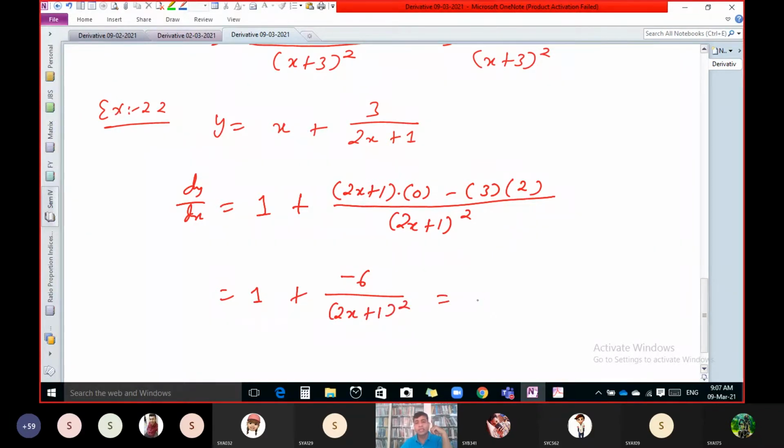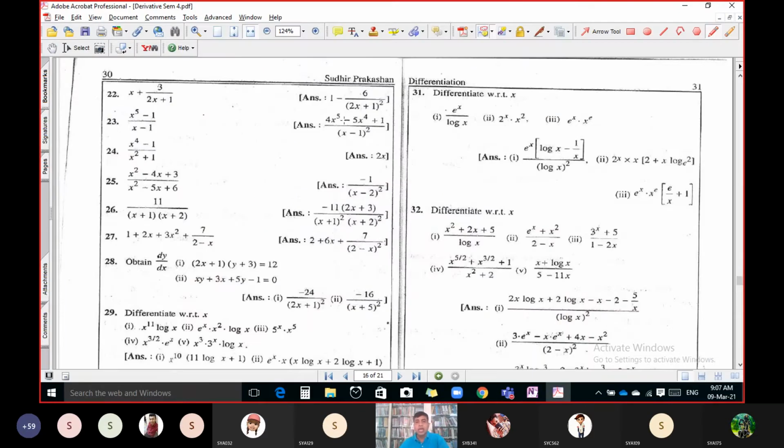So my final answer is 1 minus 6 upon (2x plus 1) the whole square. In that way you can write the answer: 1 minus 6 upon (2x plus 1) the whole square. Or another way, you can take 2x plus 1 LCM and then simplify. Maybe you get a different answer compared to this, but that is a valid answer.